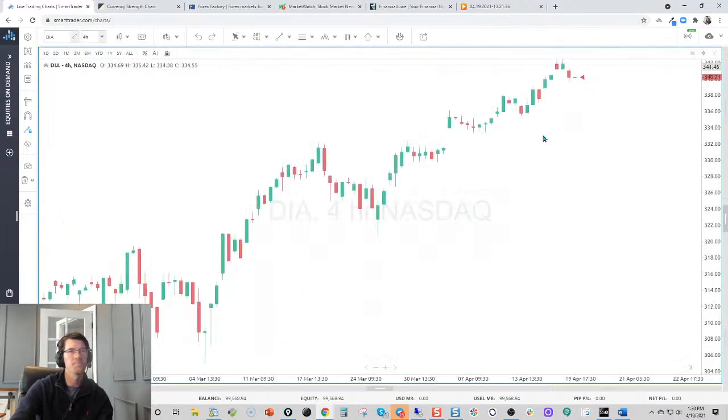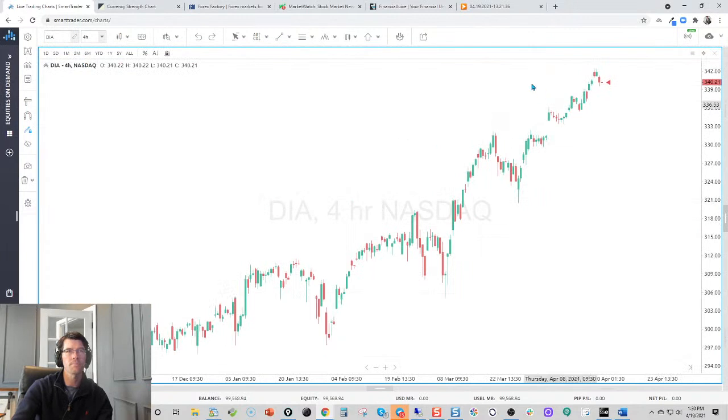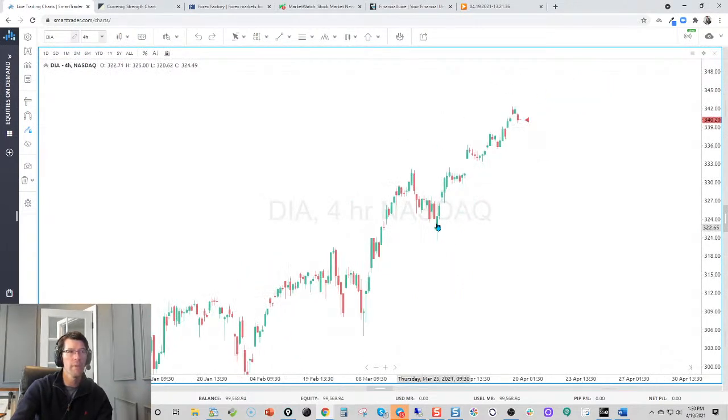DIA, there we go. Okay, so we're at 340. This recent low back in late March, this is an 11+% rally. From right here to right here, that's 11+%. So even if we just have a pullback, look, this is good structure. This is a nice little gap. We could pull back into this area.